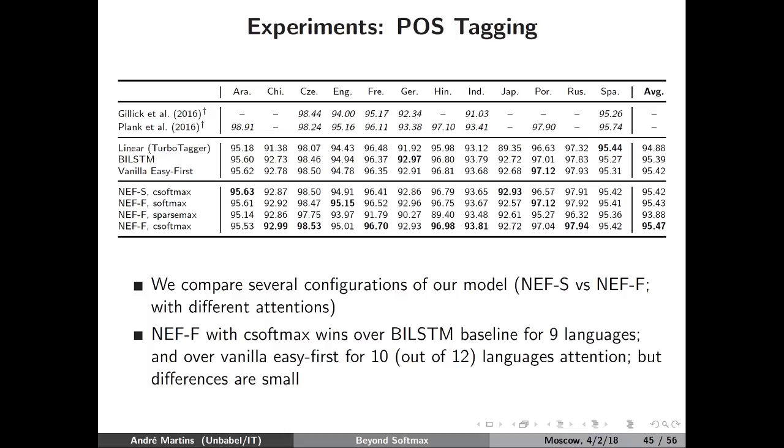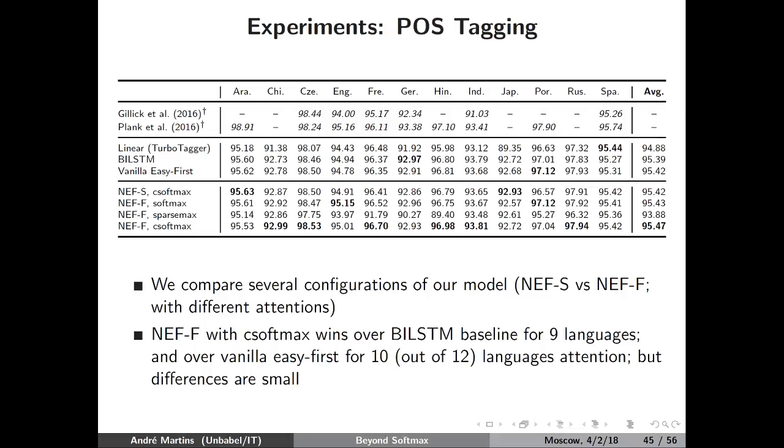The other configurations we are comparing against use different attentions, softmax and sparsemax. Apparently, the constrained softmax is a much better choice than, for example, sparsemax, and softmax is also worse. And yeah, that's basically it.